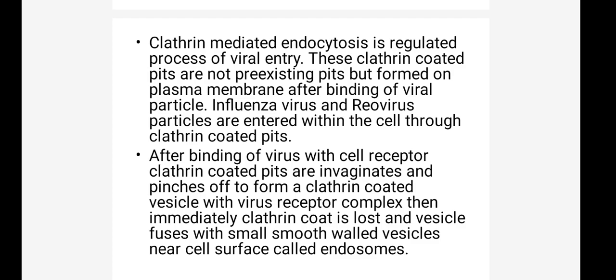After binding of the virus with the cell surface receptor, clathrin coated pits invaginate and pinch off to form the clathrin coated vesicle with the viral receptor complex. Then immediately the clathrin coat is lost, and the vesicle fuses with a small smooth walled vesicle near the cell surface, which is called the endosome. These pits get developed only for the entry of the viral particle.